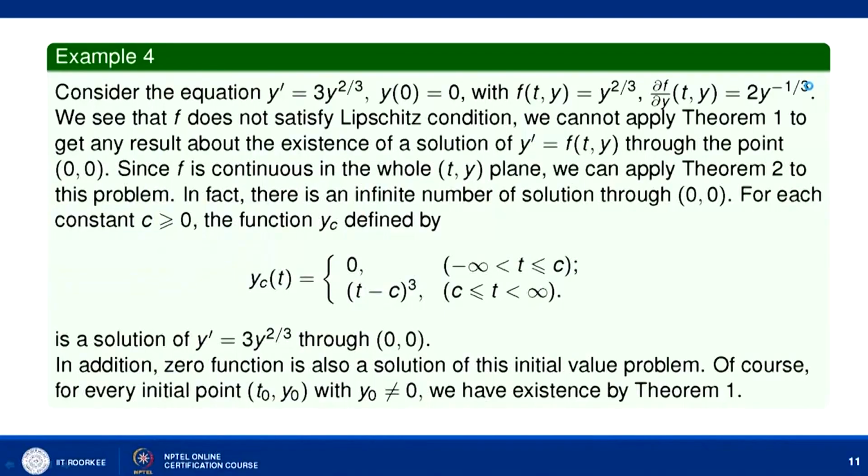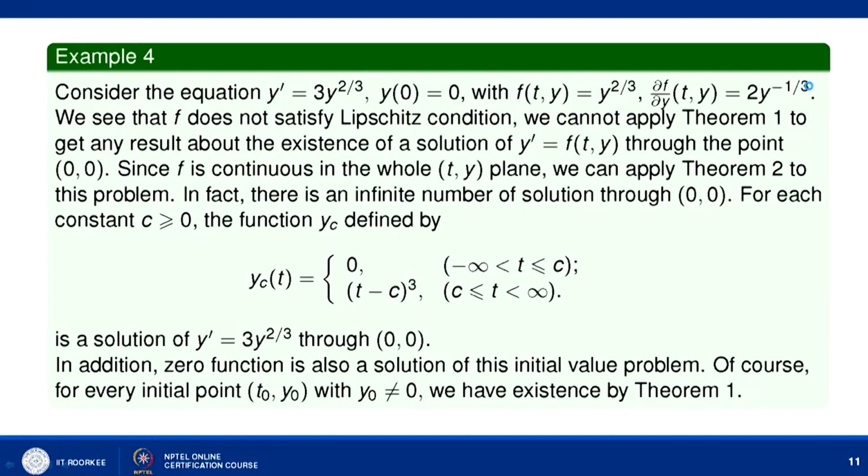Consider the equation y dash equal to 3y to power 2 by 3, with initial condition y0 equal to 0. Here f t y is given as y to power 2 by 3, and we can check in several ways that it does not satisfy the Lipschitz condition. We can find the partial derivative, del f by del y t y, equal to 2 y to power minus 1 by 3, which gives an indirect check that f does not satisfy the Lipschitz condition. Hence we cannot apply existence and uniqueness theorem 1 to get any result about the existence and uniqueness of the solution. In fact, it will not even give the condition that it has a solution.